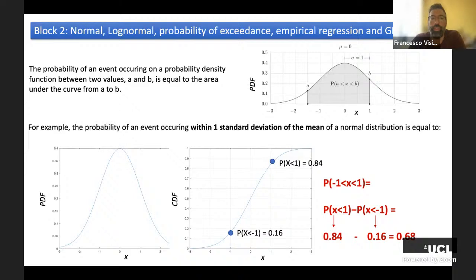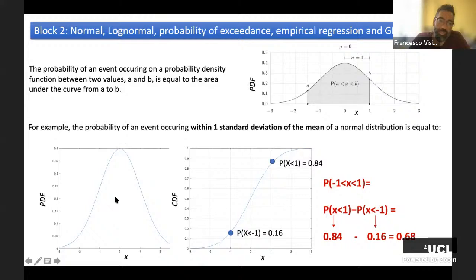So, for example, the probability of an event occurring given a probability density function, and we will use a normal density function between two values A and B. In our works, it's particularly interesting to see what happens when these two limits correspond, for example, to plus or minus 1 standard deviation. So we can see, for example, what's the probability of an event occurring within 1 standard deviation of the mean of a normal distribution. So we built our normal distribution.